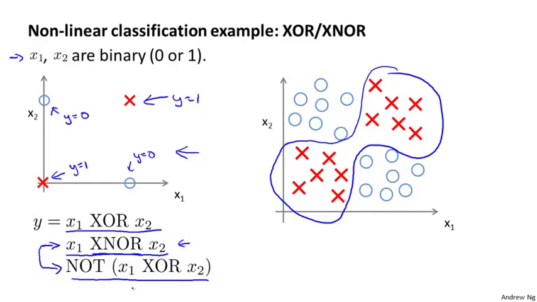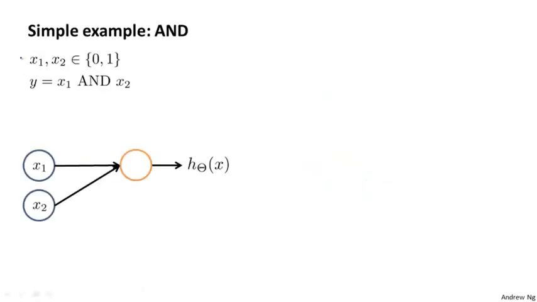In order to build up to a network that fits the XNOR example, we're going to start with a slightly simpler one and show a network that fits the AND function. Concretely, let's say we have inputs x1 and x2 that are again binary, so either 0 or 1, and let's say our target label y is equal to x1 AND x2. This is a logical AND. So can we get a one-unit network to compute this logical AND function? In order to do so, I'm going to draw in the bias unit as well, the +1 unit.